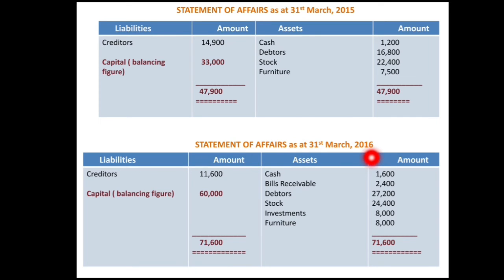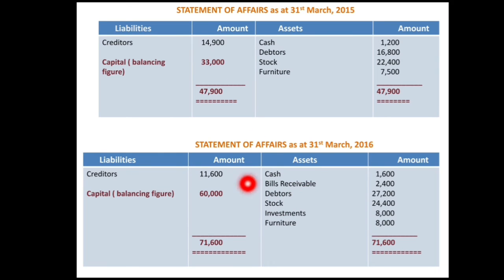See, I have written cash, debtors, stock, furniture, and what is given in the question I wrote with exactly the same amount. I also wrote the creditors here. Now when I made the total of my asset side, I got 47,900, but my liability side is only 14,900. The difference between these two, 47,900 minus 14,900, I got as 33,000. This is the capital in the beginning of the year. So capital as a balancing figure I got at the beginning of the year.